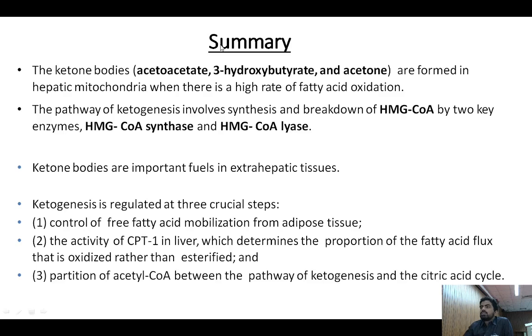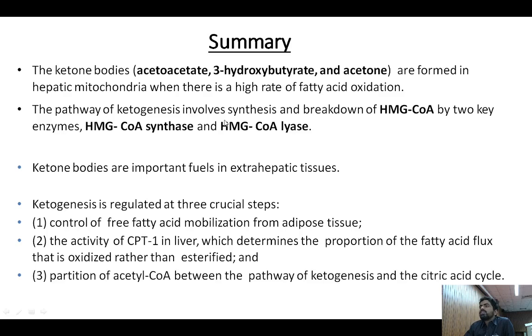Okay. So to summarize, ketone bodies, acetoacetate, beta-hydroxybutyrate and acetone, are formed in hepatic mitochondria when there is a high rate of fatty acid oxidation. Okay. So what are the conditions? When there is low glucose, like in fasting or starvation, or decreased insulin like in type 1 diabetes, this will form more. Okay.